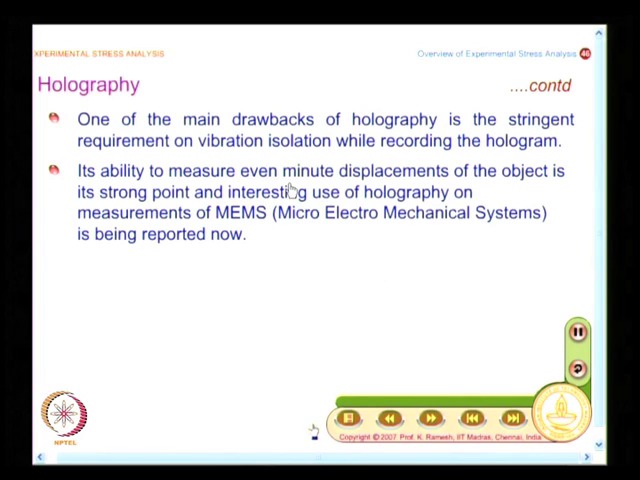Though strain gauge gives me 1 micro strain, the strain gauge will go and reinforce the small component. So, I should go for a non-contact measurement. So, when I have to go for a non-contact measurement, holography is good. So, what you find is its ability to measure even minute displacements of the object is its strong point. An interesting use of holography on measurements of MEMS is being reported now. We will also see one example in the course of the lecture.